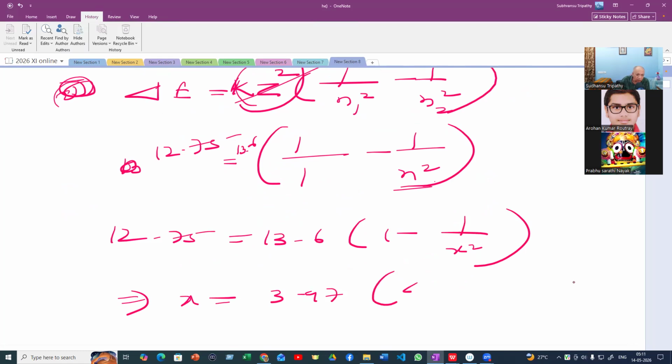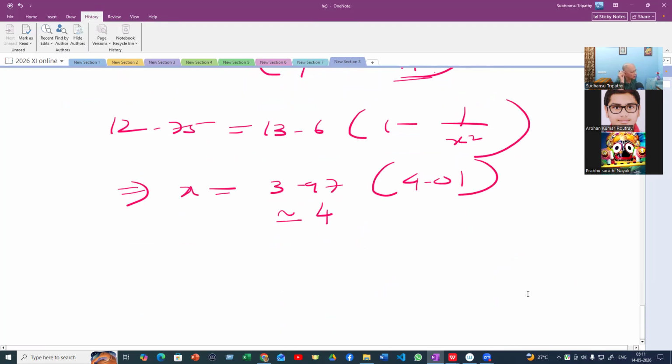3.97 or 4.01, whatever comes, has to be rounded up to the nearest whole number, because this x is a shell number, the principal quantum number, which is an integral value: 1, 2, 3, 4, 5. So round off to the nearest whole number and you will get 4. The moment you found that all the atoms have been excited from the ground state to the fourth shell, that is the third excited state, then the emission spectrum can be taken.